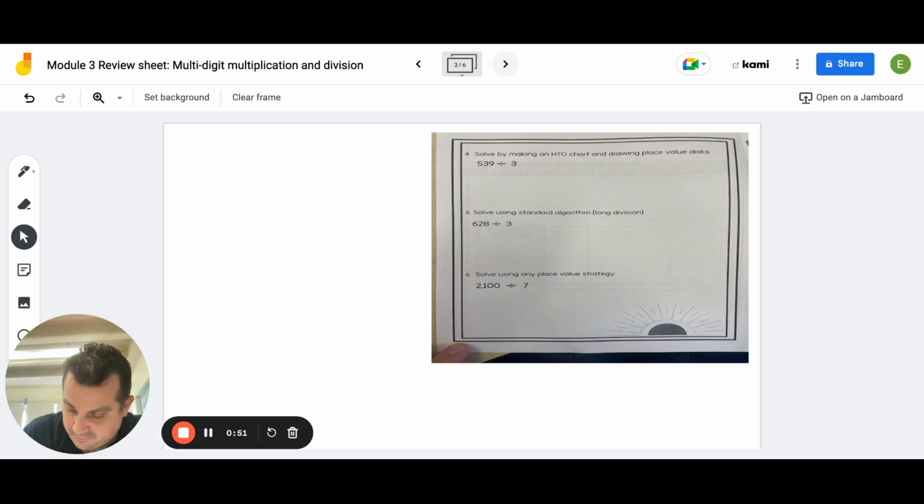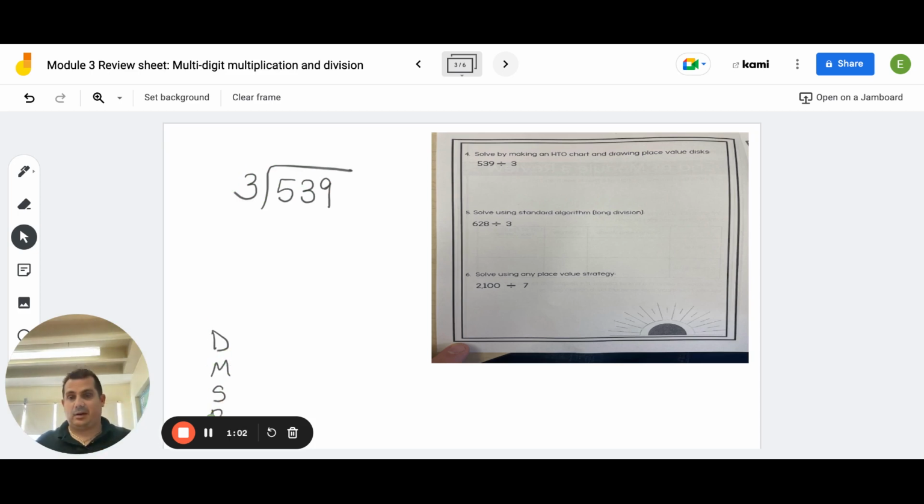So it's 539 divided by 3. I have my "Dirty Monkeys Smell Bad" reminder: divide, multiply, subtract, and bring down. Okay. So I have 3. Can 3 go into 5? How many times? Yes, 3 can go into 5 one time. 3 times 1 is 3. 5 minus 3 is 2. Bring down the next number. I'm going to bring down my 3. I now have 23.